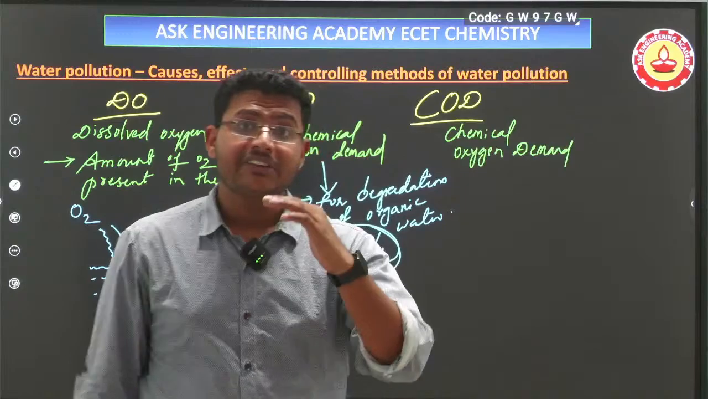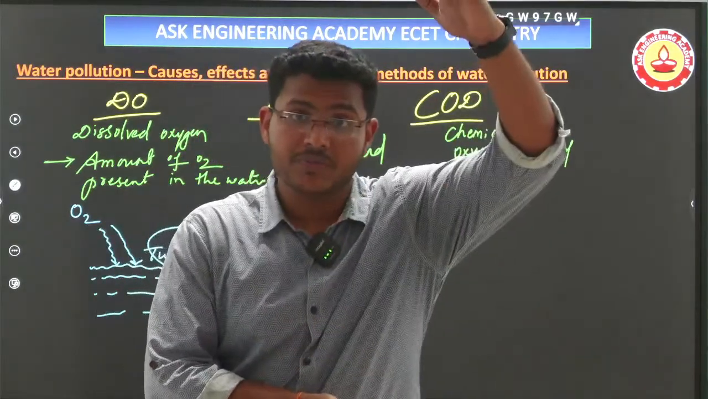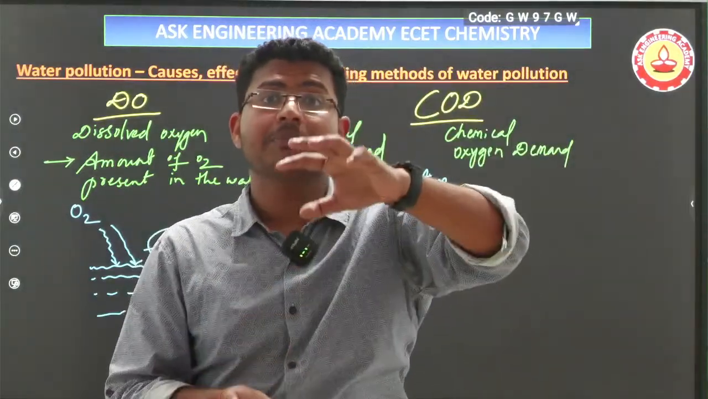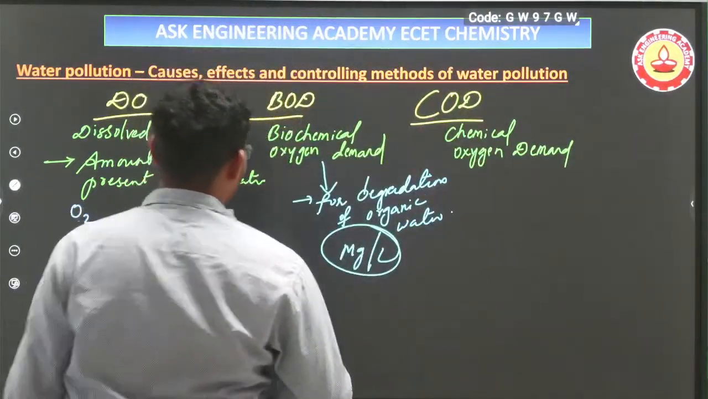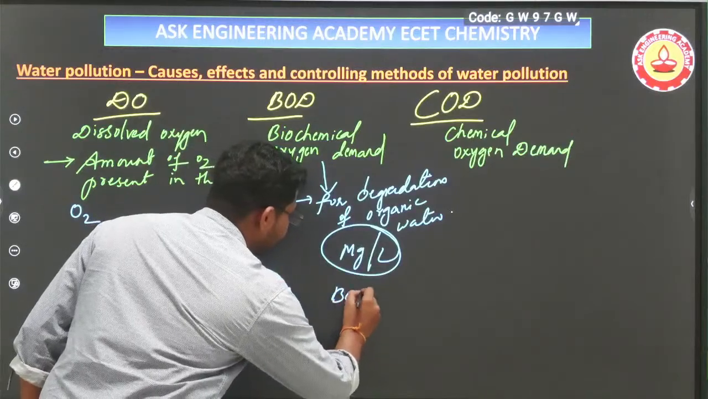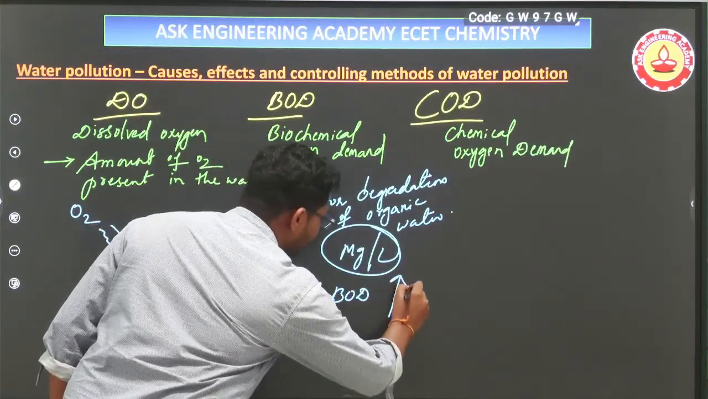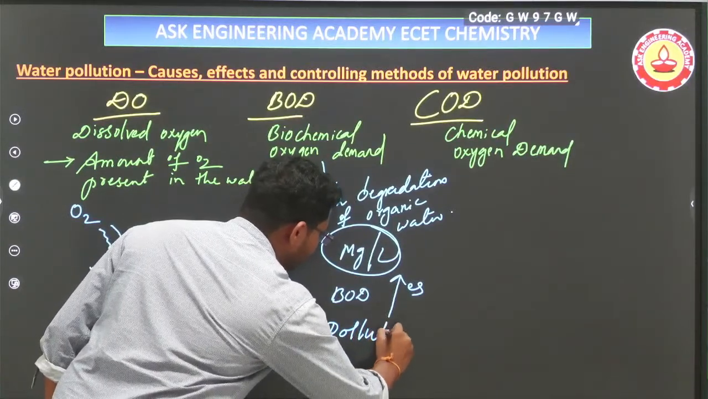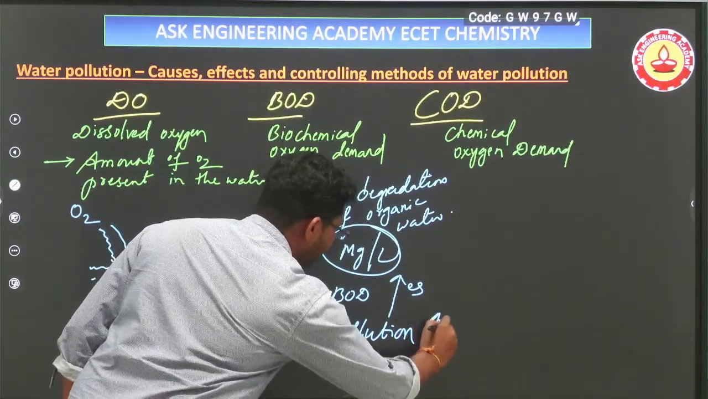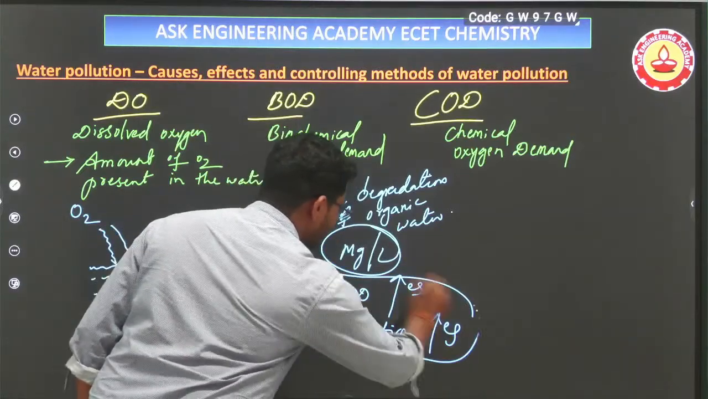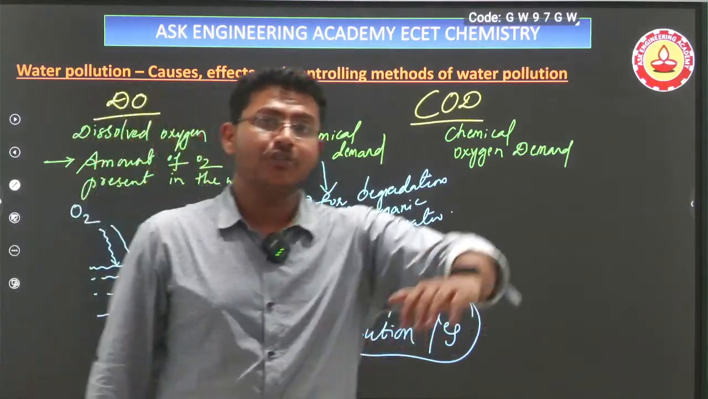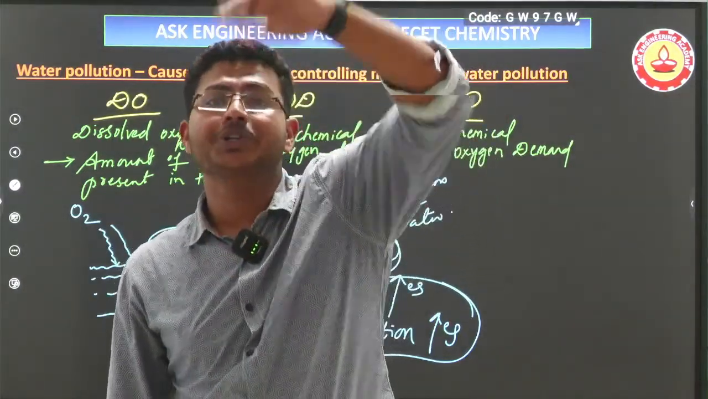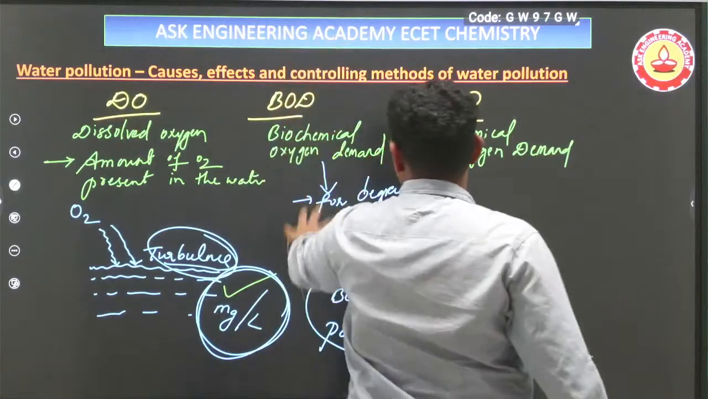And one more thing, if the BOD value, the biochemical oxygen demand of water, is high, that means the pollution is very high, because BOD is high. If BOD values are more, then pollution is also more. So remember this. If the BOD value of a water body is more, that means the water is more polluted. This is about biochemical oxygen demand.